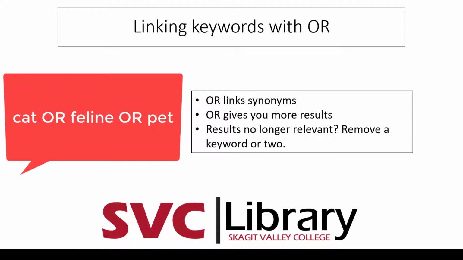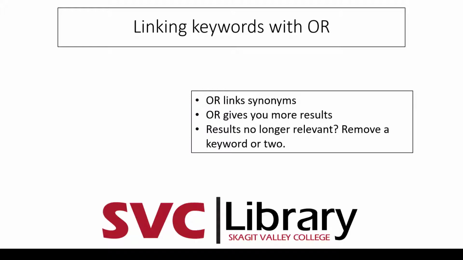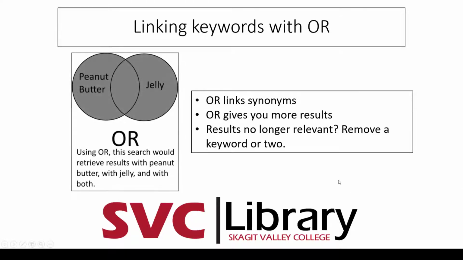It's a way that we can employ all the different ways of saying a certain concept to make sure we catch as many articles that talk about it as possible. This will give us more results. So if you use "or" to the point where the results are no longer relevant, then you want to remove one or two. Visually, this looks like so.